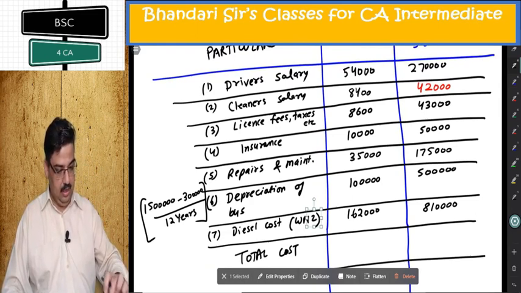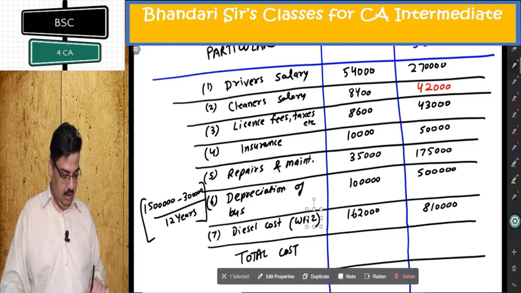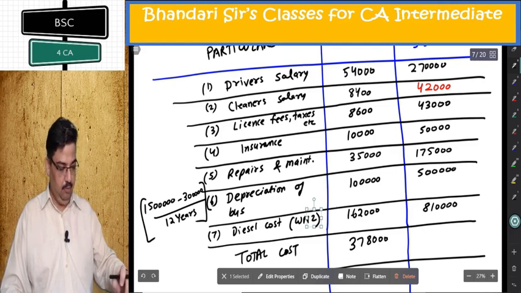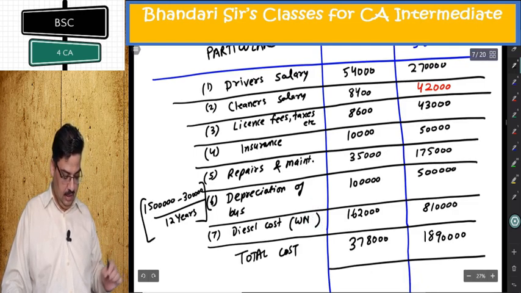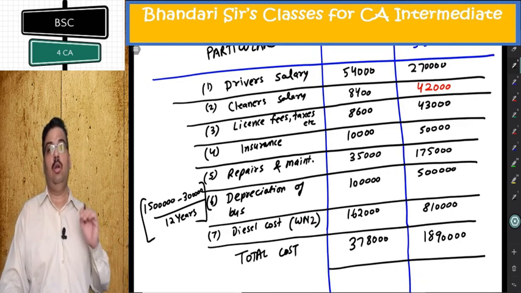54,000, 8,400, 8,600, 10,000, 35,000, 1 lakh, 1,62,000. I am getting 3,78,000 into 5. I can verify there also. 18,90,000. 18,90,000. From there I am getting the total cost in this.